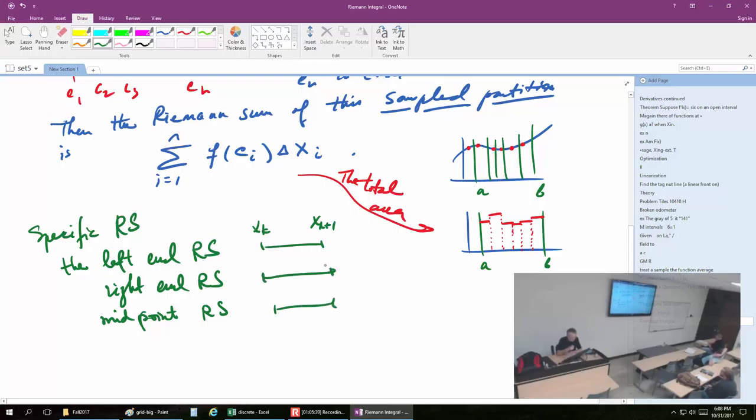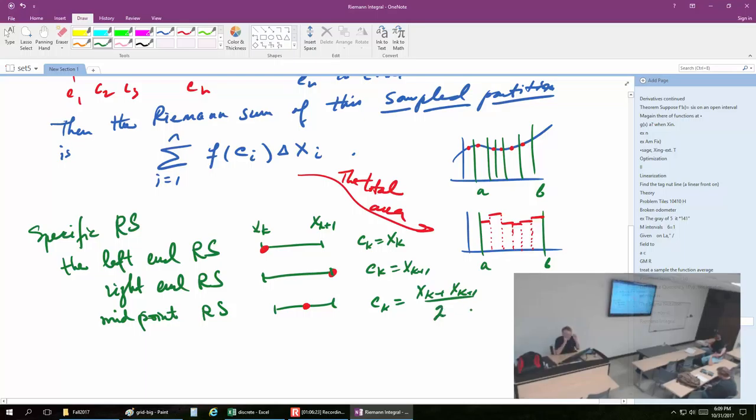Okay, so some specific Riemann sums are the left end Riemann sum, the right end, and the midpoint. Meaning in each interval, I could choose, so that's interval x_k, x_{k+1}, and I need to pick a sample point. I could pick this one, I could pick that one, or I could pick this one. So generally speaking, it is all random, but if you might be asked to compute a specific Riemann sum, these are the three most common.